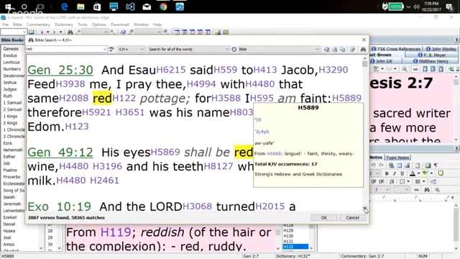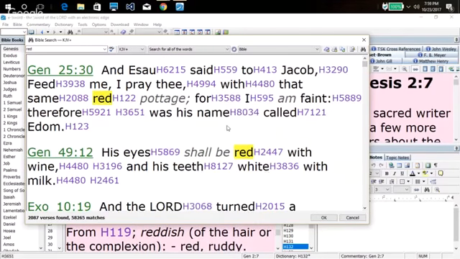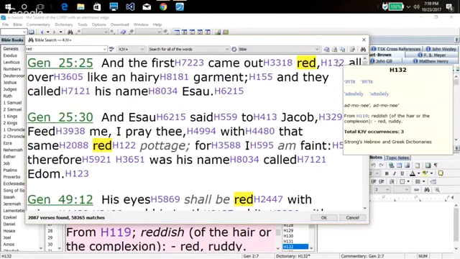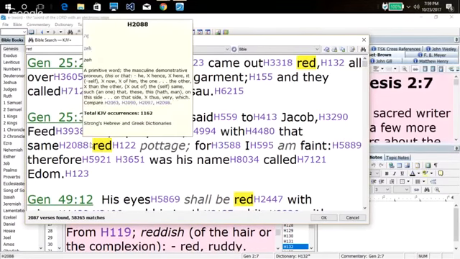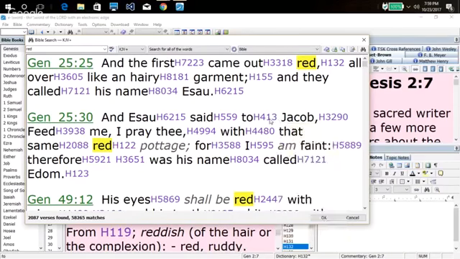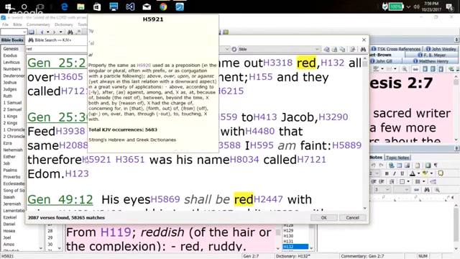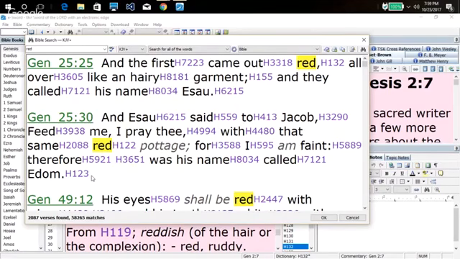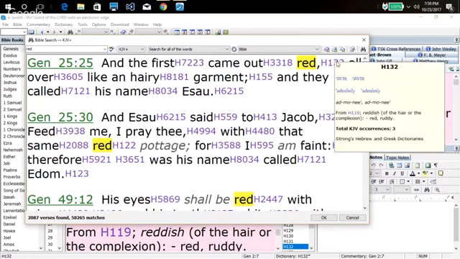We got Genesis 25:30. Now, notice something. It's a different word, right? This is Admoni. Read this. It says, Esau said to Jacob, feed me, I pray thee, with that same red pottage, for I am faint. Therefore was his name called Edom. Now, we see three different utterances in just two verses of the Hebrew word. So we got Admoni here.